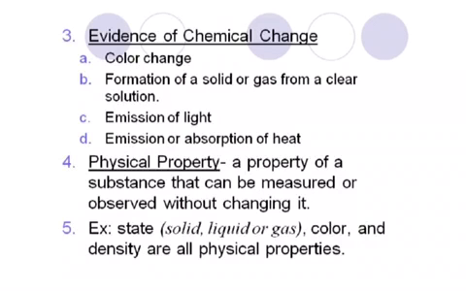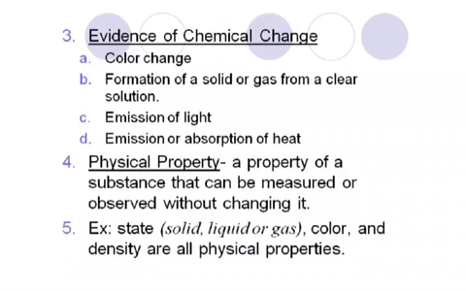So evidence of chemical changes, the first is color change. Like we mentioned with the iron, when the color changes from that nice bright shiny metal to that brittle orange layer, that's a color change, and that's evidence of a chemical change.